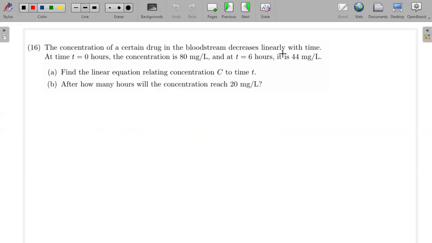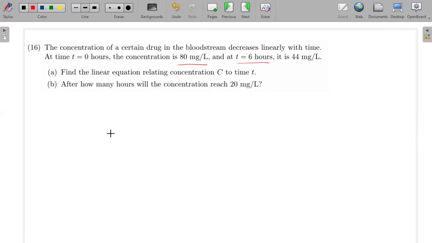Okay, next we have this question, and it says that the concentration of a certain drug in the bloodstream decreases linearly with time. At time t equal to 0 hours, the concentration is 80 milligrams per liter, and at time 6 hours, it is 44 milligrams per liter. They're saying find a linear equation relating concentration to time. So here you see we have a starting point, then also another time.